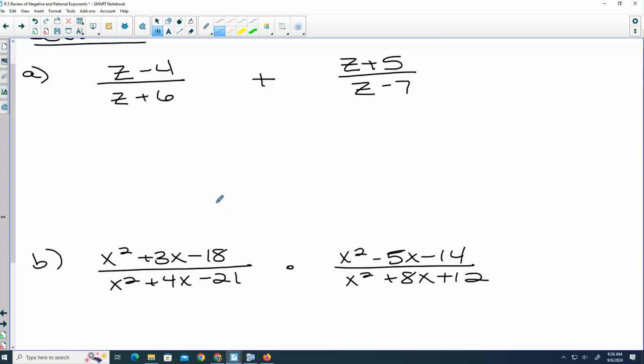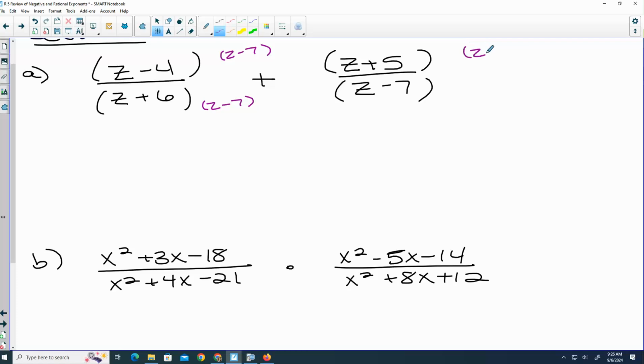So for the first one, if you have to add or subtract, what do you need to get? Common denominator. Every single addition and subtraction problem. You want to check if your denominators can be factored. If they can, you want to factor before you do anything else so that you have the easiest possible problem to work with. But when I look at Z plus 6 and Z minus 7, nothing factors. So what would I have to take the first fraction times? You do it on numerator and denominator.